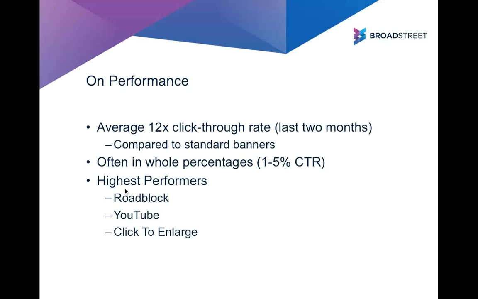When I talk about 12x, we're often talking about whole percentages. So 1 to 5%. If you have any background in digital advertising, you know that whole-percentage click-through rates are outrageous. 5% is practically unheard of. 1% is possible, but between 1 and 5% is what we typically see for these new ad formats. Highest performers by far: the roadblock ad, the YouTube ad, and the click to enlarge ad.